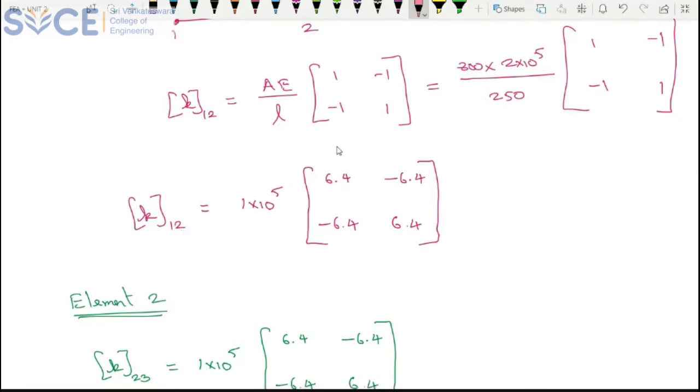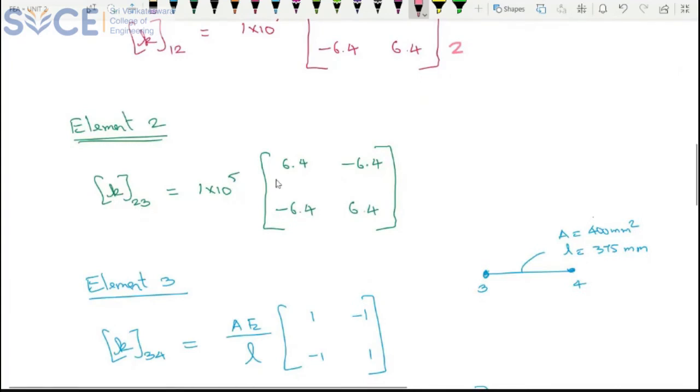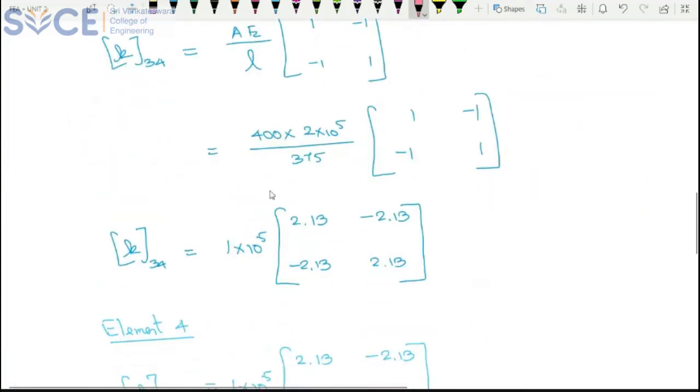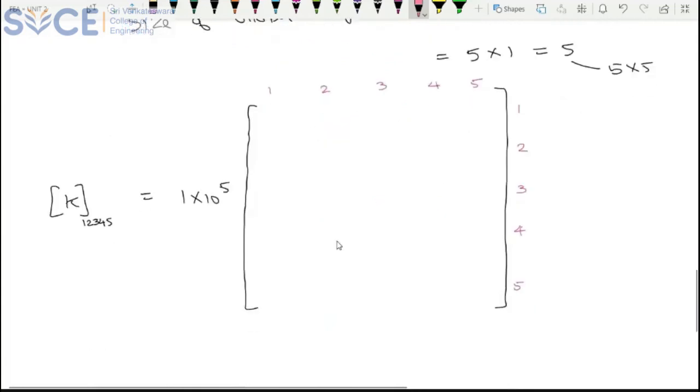So when I address, it will be 1, 2, 1, 2. So this is my address. When I go for element 2, it is connecting 2 and 3. So my address will be 2, 3, 2, 3. And I can go for element 3. My address is 3, 4, 3, 4. And the last element will be addressing 4, 5 and 4, 5. So this is my address. So let us assemble this accordingly.